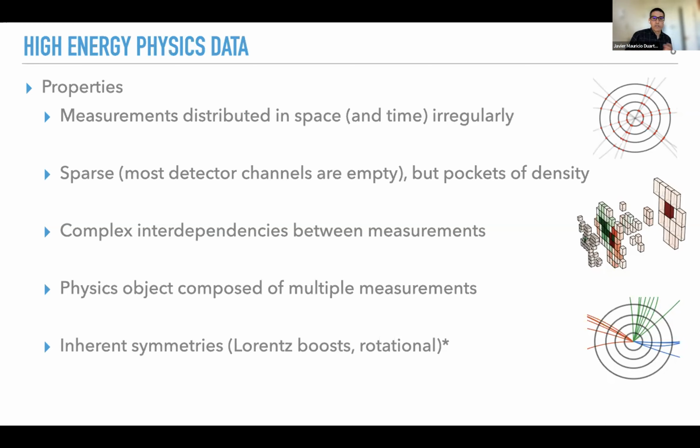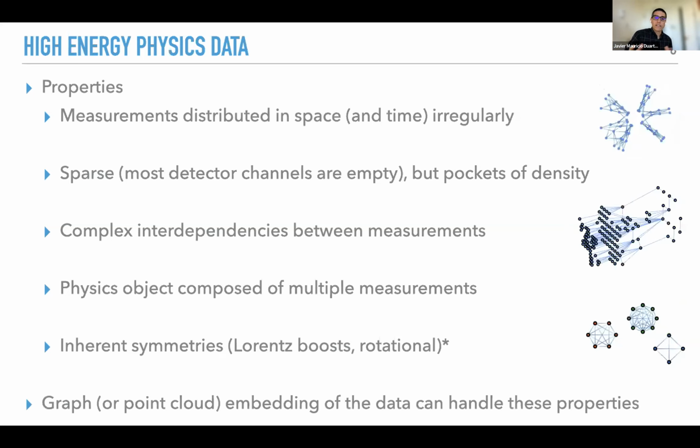There are complex interdependencies between measurements. So measurements in, let's say, a tracker and a calorimeter, we want to be able to correlate. Physics objects, of course, can be composed of multiple measurements. So we want to look at the hierarchy of measurements, not just the low-level data, but also think about composite objects composed of those low-level elements. And then, of course, there are inherent symmetries in this data. And the nice thing is that a graph or point cloud embedding of the data can handle these properties.